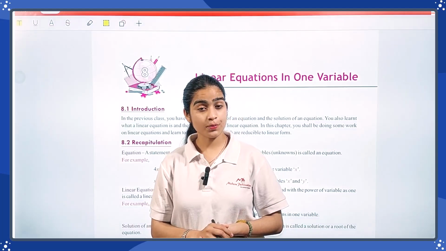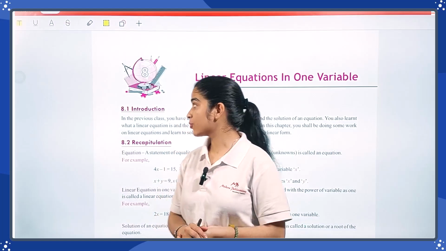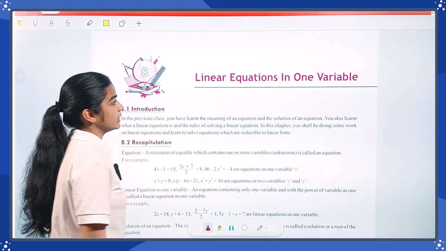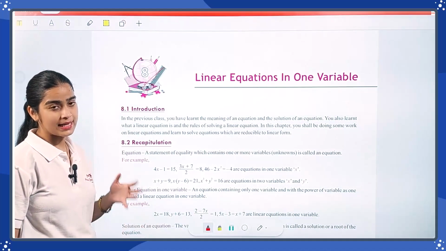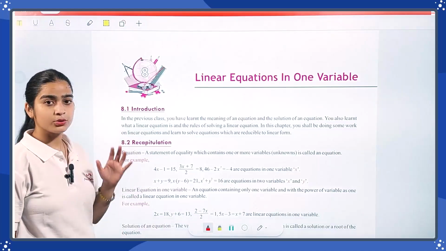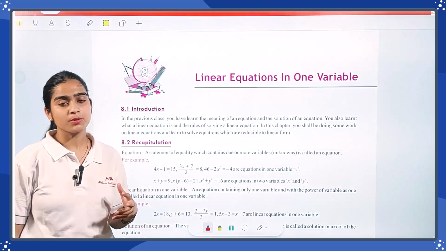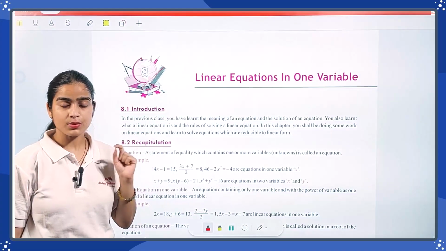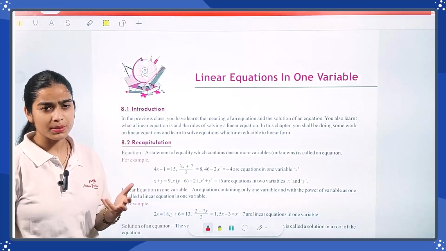So students, I hope you have completed your previous chapter revision part, and today we are going to start a new chapter, which is chapter number 8, linear equation in one variable. Till now we have been studying algebraic expressions and identities, and this chapter is similar to that chapter. If you have some doubts in algebraic expressions, first clear algebraic expressions very well, and then come back to this chapter. It will help you.